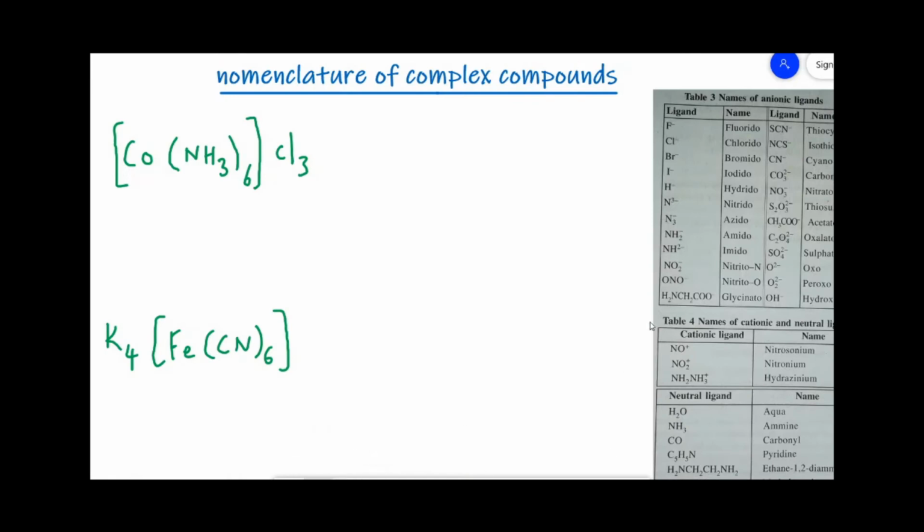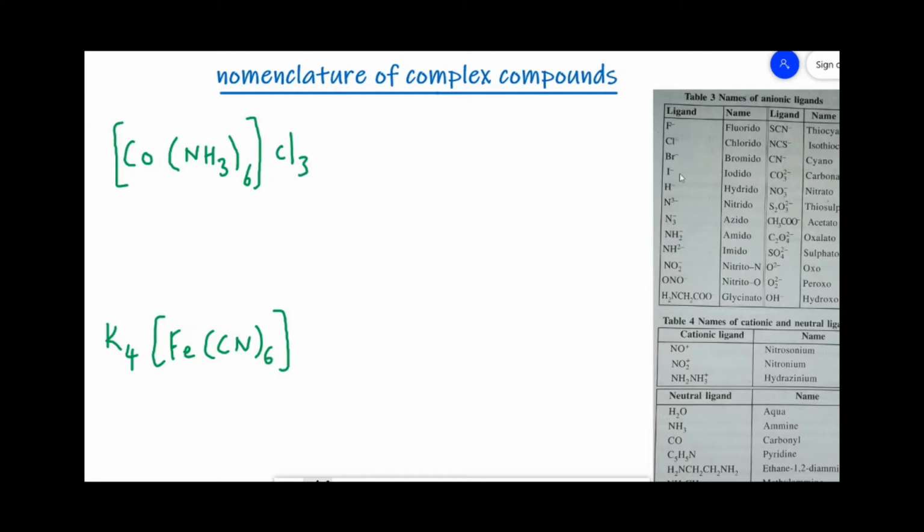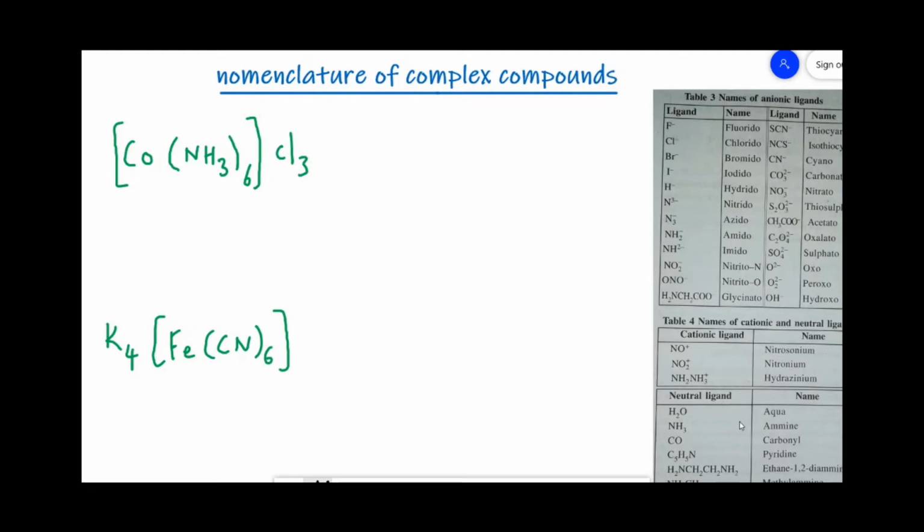Before going to write the nomenclature of complex compounds, first we have to know the names of anionic ligands, and cationic and neutral ligands. So first thing is you have to learn all these anions by heart. If these compounds are present inside the square bracket, then whatever these anions are, they are nothing but ligands, and you have to name them. The naming is the same as in organic chemistry. So first you have to learn all these anions, cationic ligands and neutral ligands by heart.